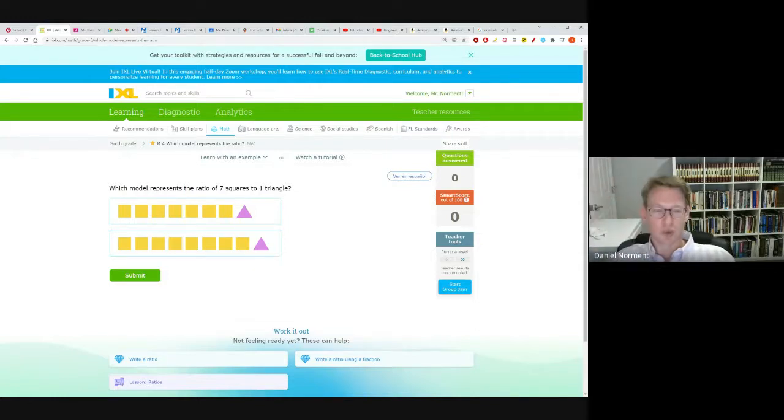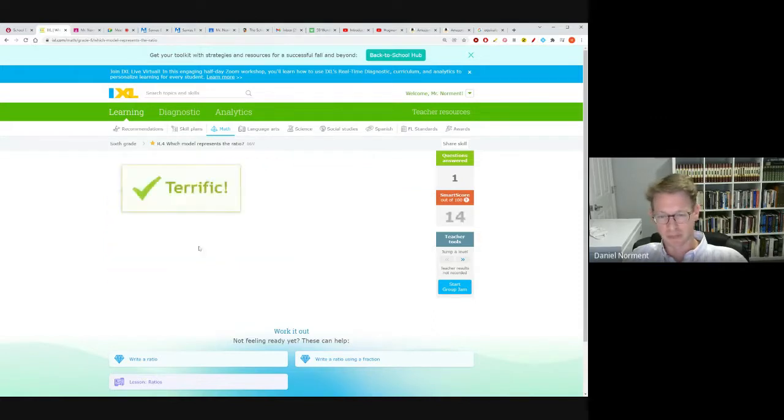All right. So, which model represents the ratio of 7 squares to 1 triangle? Well, I'm just counting 7 squares and 1 triangle. It's got to be that.